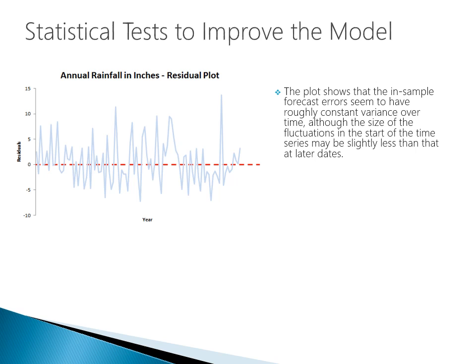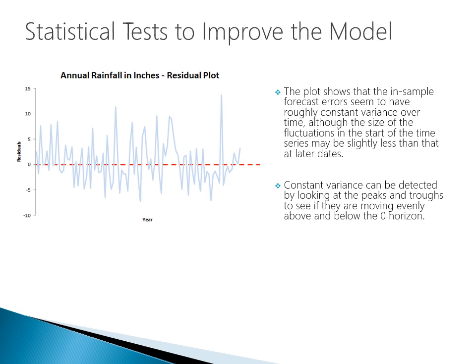The plot shows that the in-sample forecast errors seem to have roughly constant variance over time, although the size and fluctuations in the start of the time series may be slightly less than at later dates. So when we're looking at this, we're just looking to see, much like a residual plot in linear regression, that the peaks and troughs are kind of randomly dispersed across the forecast series. Constant variance can be detected by looking at the peaks and troughs to see if they're moving evenly above and below this zero horizon.